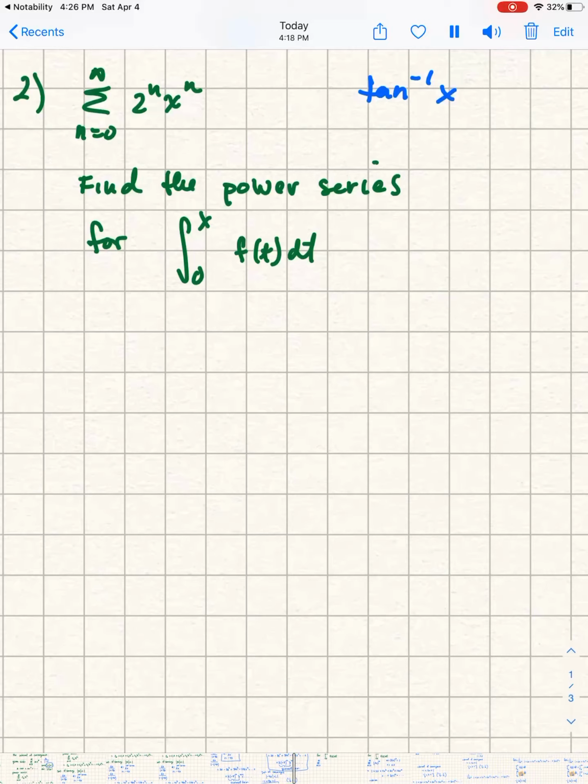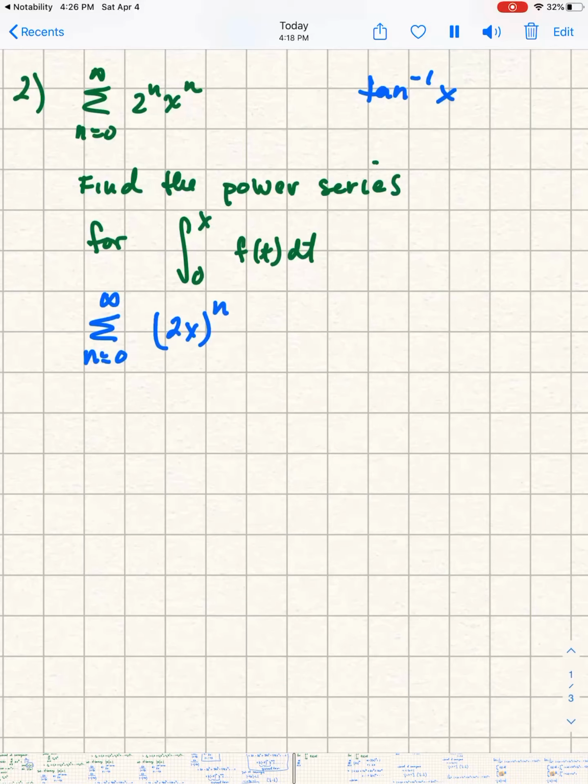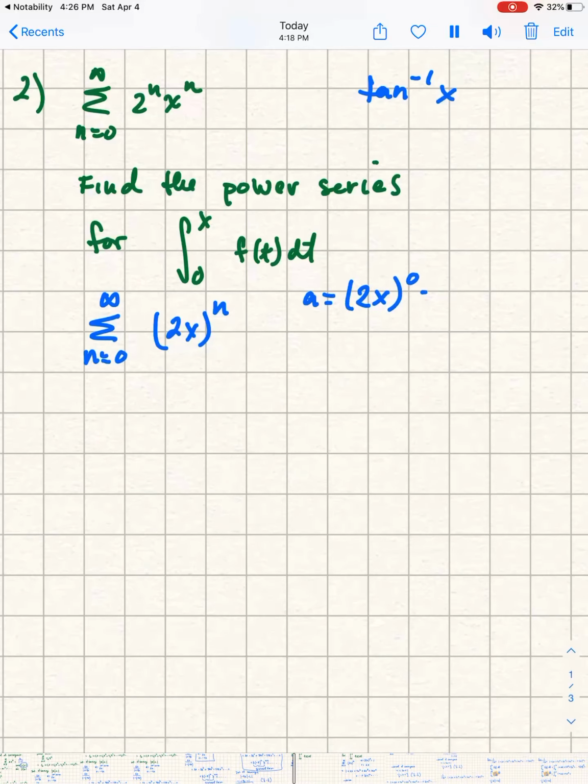But what I want to show you is how do you take an integral of a power series? Okay, so again, just to go over a couple things, let's talk about rewriting it this way. In general, our first term, plug in 0. So you just have 2x to the 0 power, which is 1. So that's our first term.